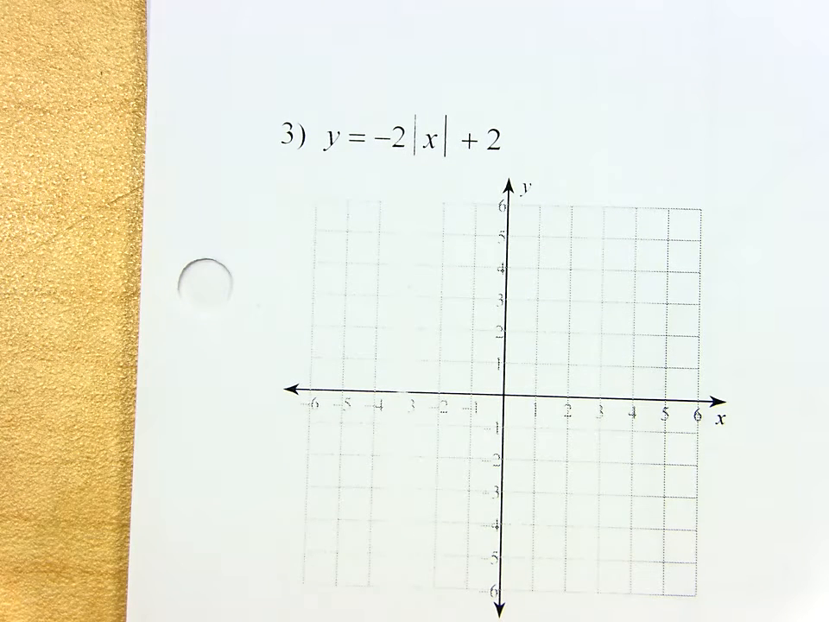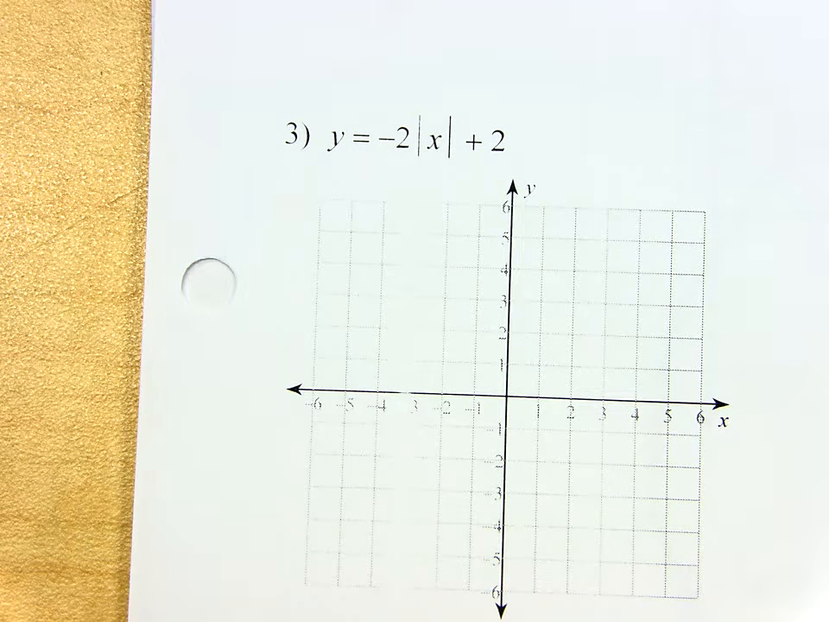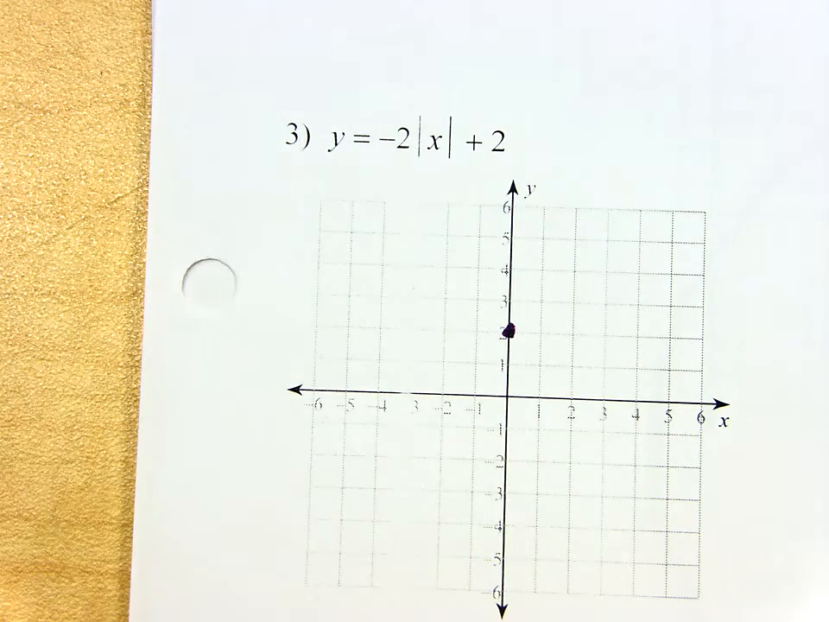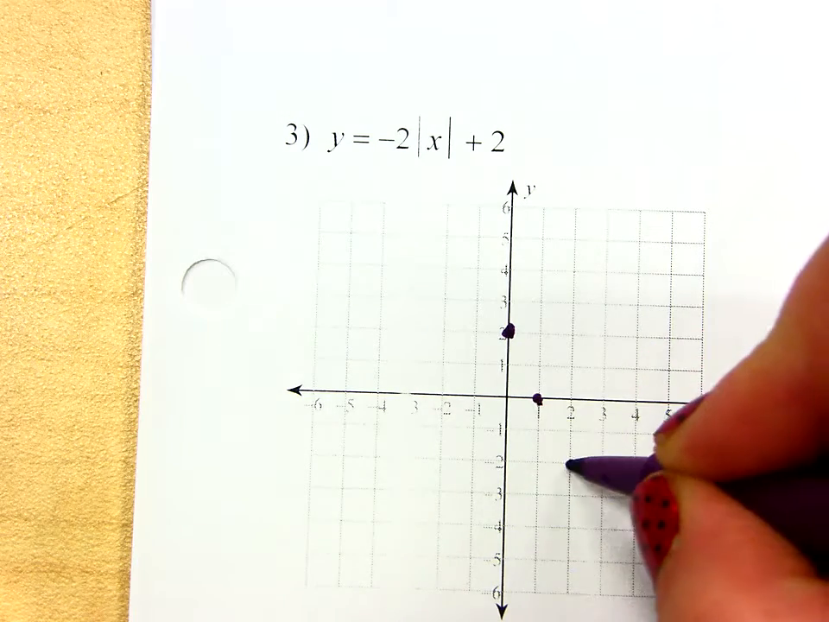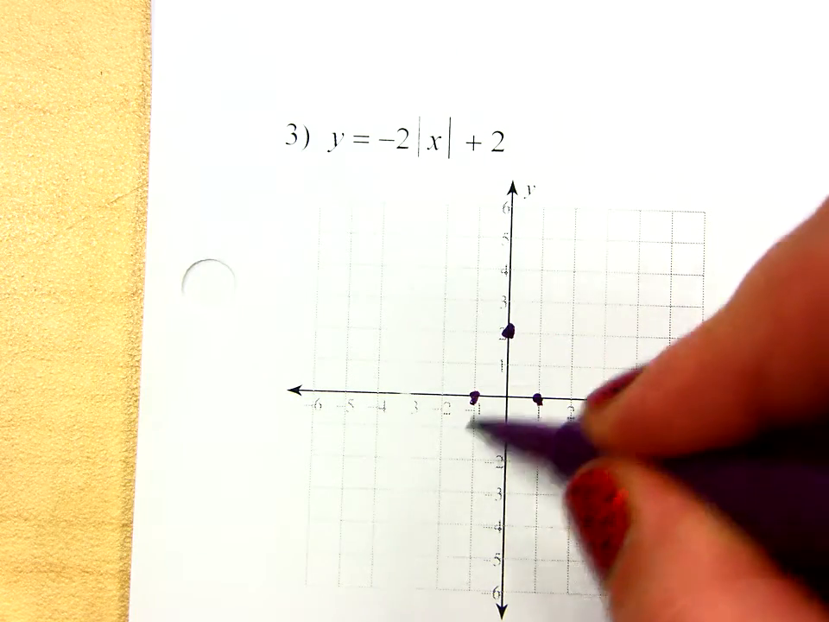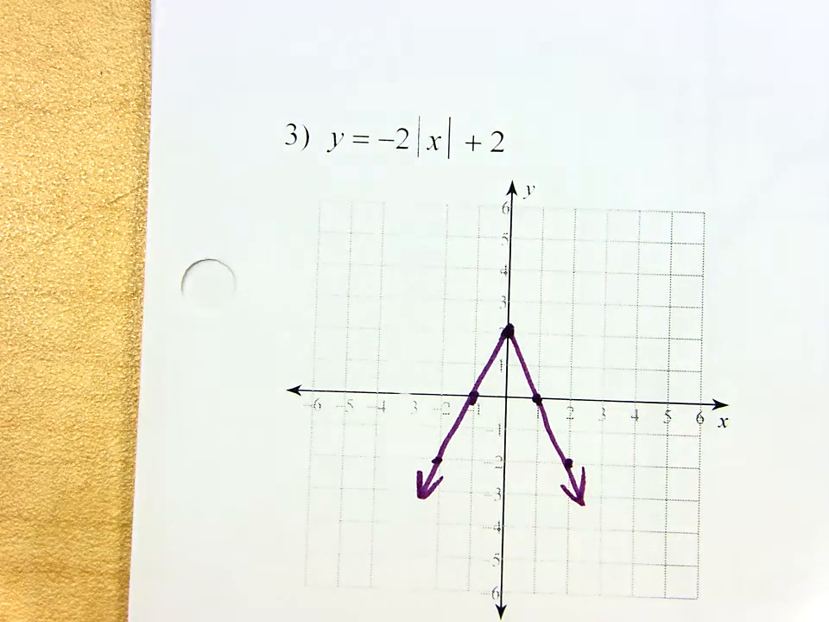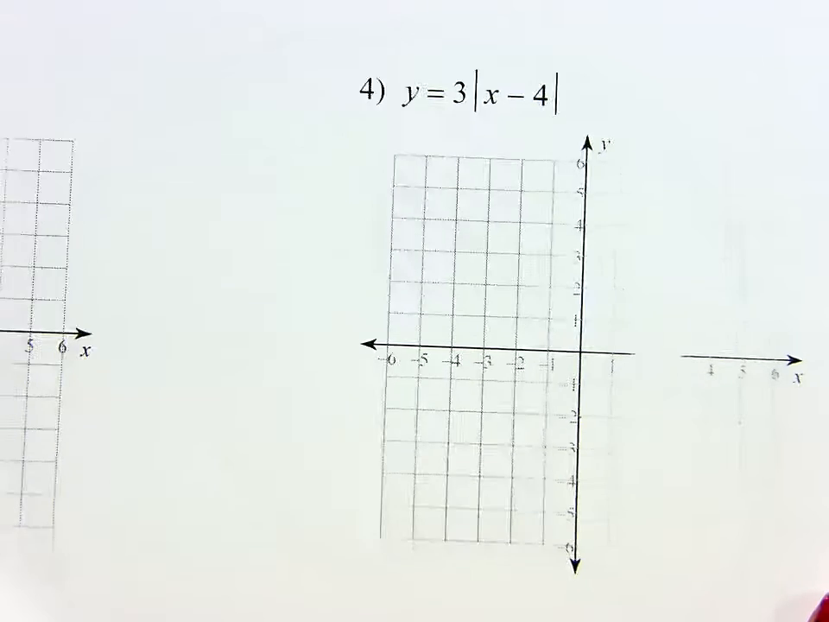Where would my vertex be? 0, 2. Perfect. And then the slope of the right-hand branch would be -2. So I just go down 2 over 1, and then I go down 2 back 1 for the other side. That's it. Did you make that graph? Oh my gosh. One more.